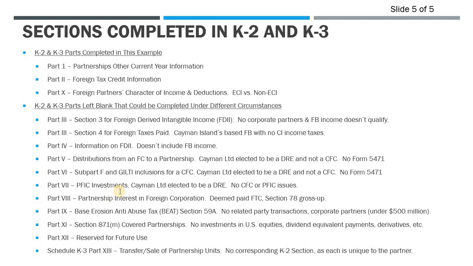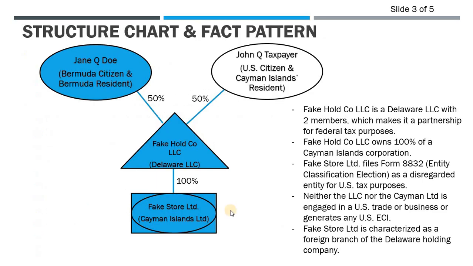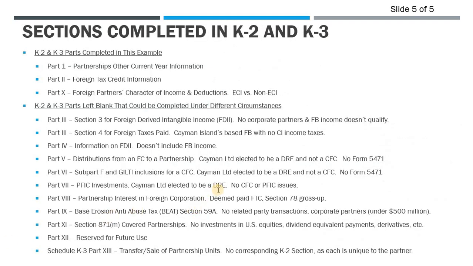Okay, so Part 7, PFIC investments. In Part 7, we would list any PFIC investments that the partnership had during the year, and then there's a variety of columns and check boxes for certain elections that might have been made. In our case, we don't have any PFICs, right? Our U.S. LLC only has an interest in one foreign corporation, and the foreign corporation decided to make a disregarded entity election, so we don't have a PFIC, okay?